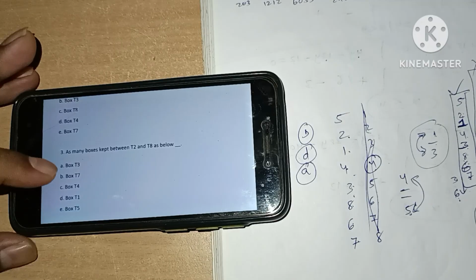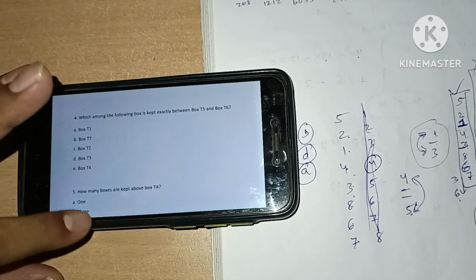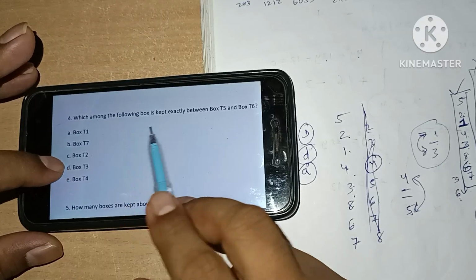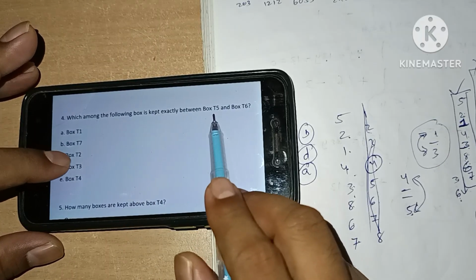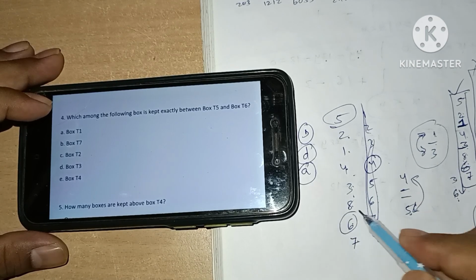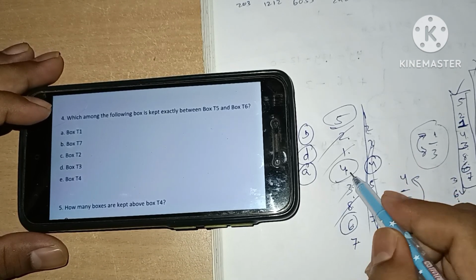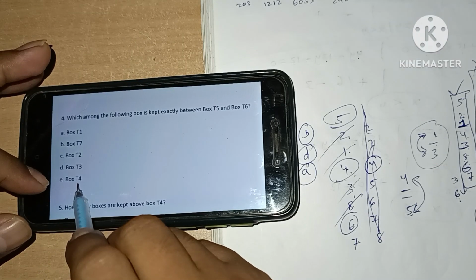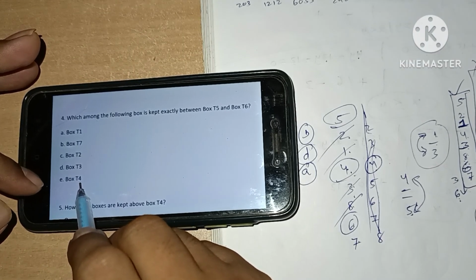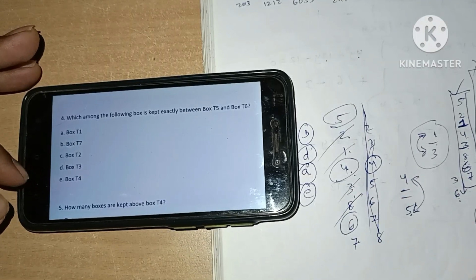Okay, next, fourth question. The fourth question is, which among the following boxes is kept exactly between 5 and 6? This is 5 and this is 6. Eliminate this one, this one, this one, this one. This is our answer, option 4. 4 is exactly between 5 and 6. So the answer is option E.